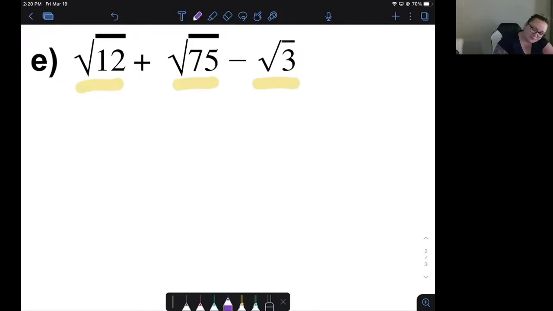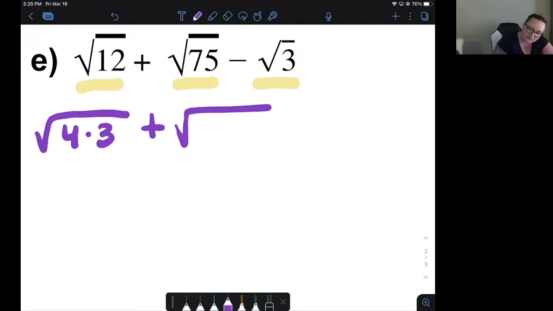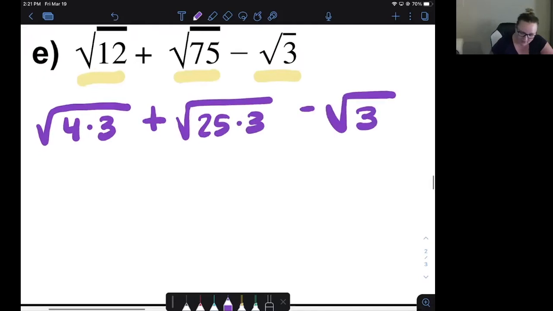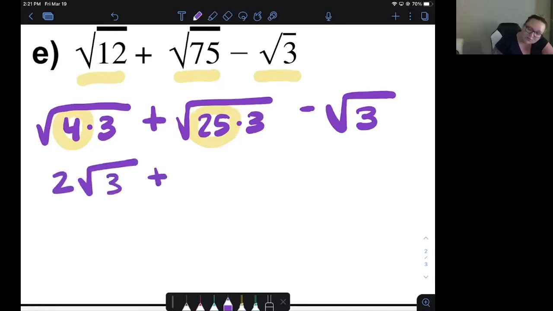So the square root of 12, can't it be simplified? The square root of 12 is the same thing as the square root of 4 times 3. 75 is 25 times 3. And then 3 is prime, so we're done with that. Well, hey, 4 has a square root, 25 has a square root. The square root of 4 is 2, so root 12 is really 2 root 3. The square root of 25 is 5, so that's really 5 root 3 minus root 3.